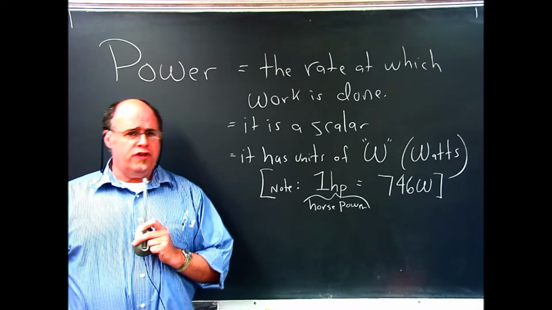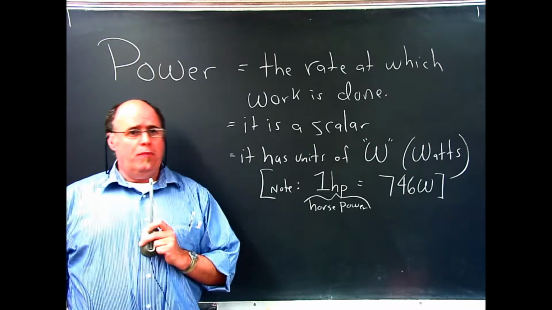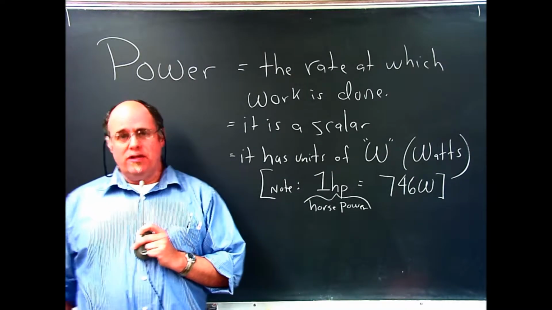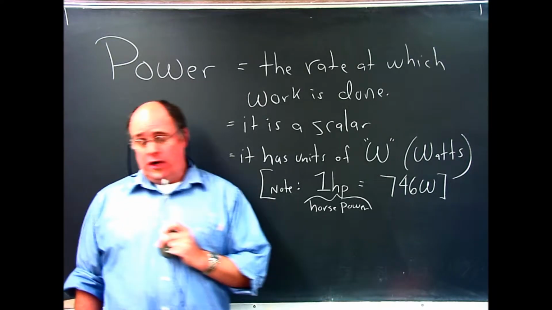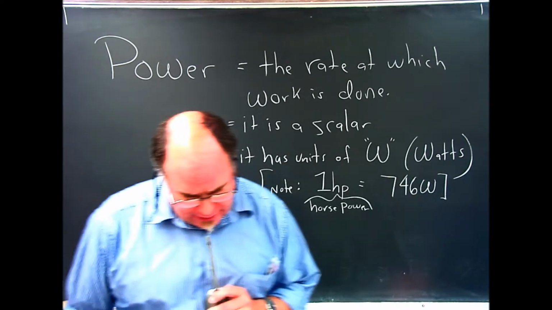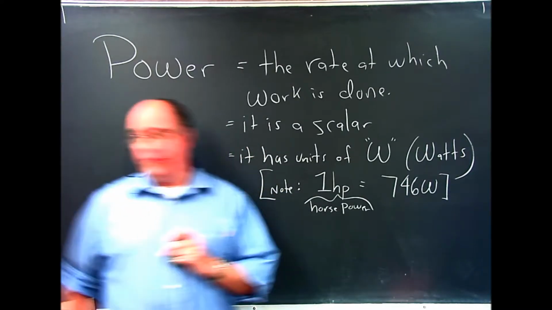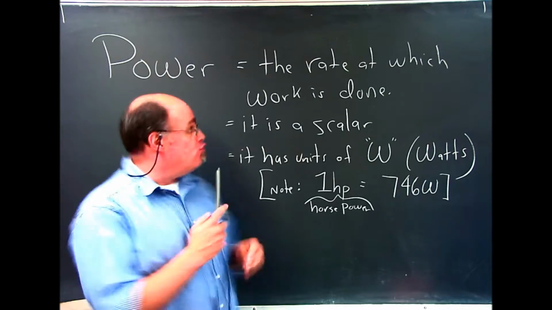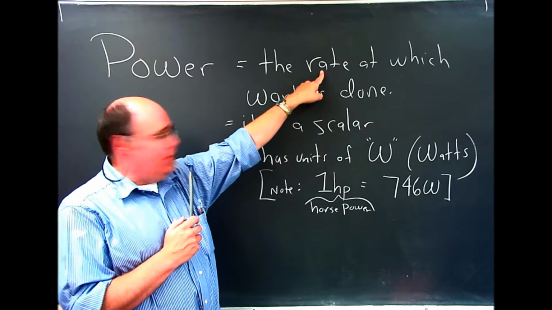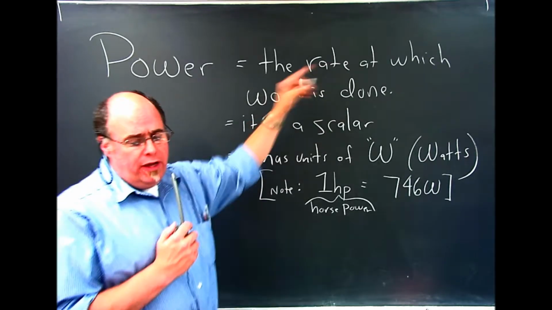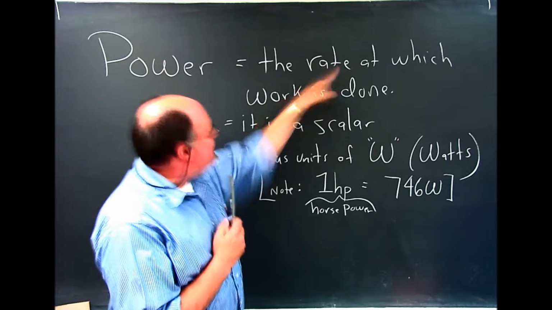Now we've come in Chapter 6 to a topic called power. Power is defined as the rate at which work is done. It can also be defined as the rate at which energy is transformed. Whenever we see the rate of something, rate always means per time. So when we talk about power, it's the rate at which work is done.